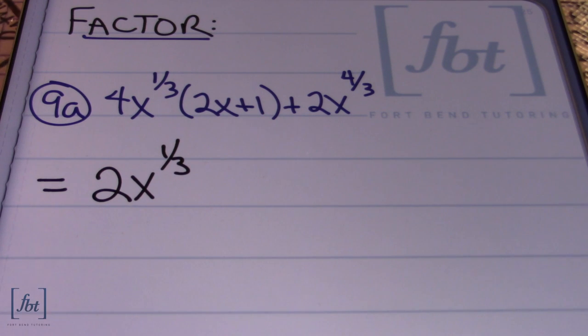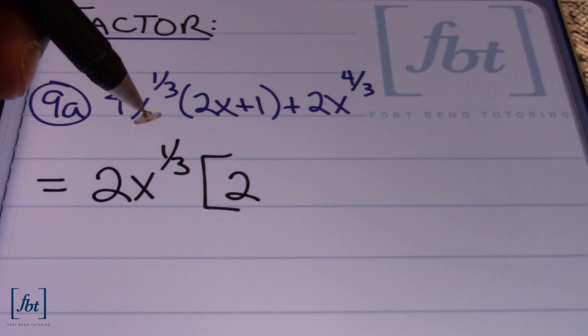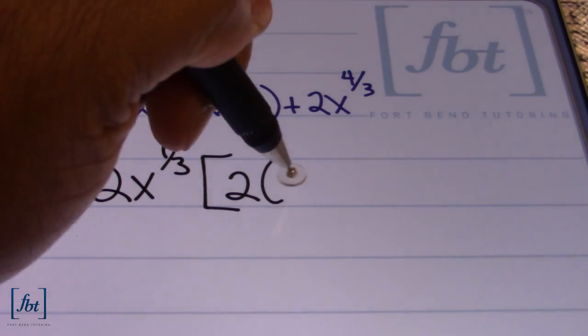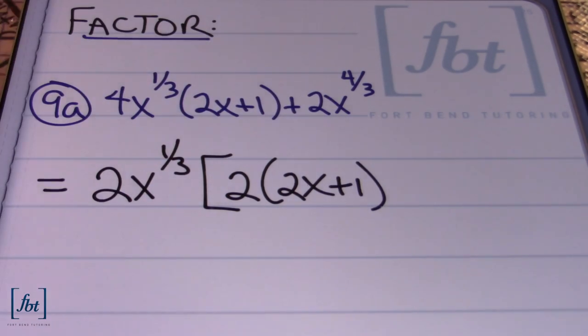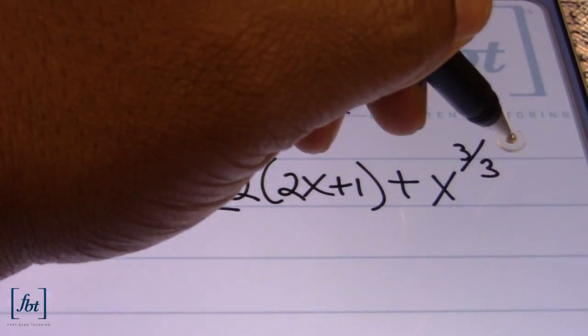From here, 2 goes into 4 twice. x to the 1/3 power goes into itself once, so that's that. But we do still have this 2x plus 1 out of that first term. From here, 2 goes into 2 once. However, you should know factoring is associated with division. So I'm dividing these like bases right here. In other words, you'll need to subtract the exponents. So 4 minus 1 gives me x to the 3/3 power.